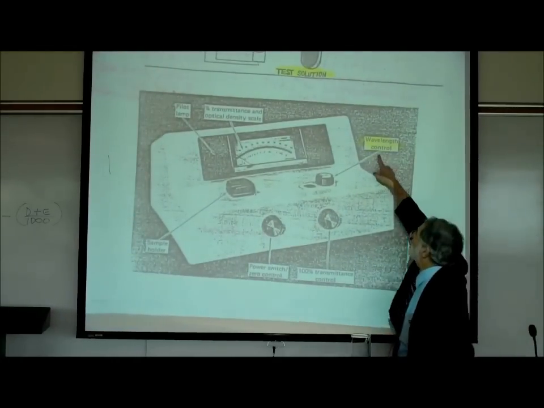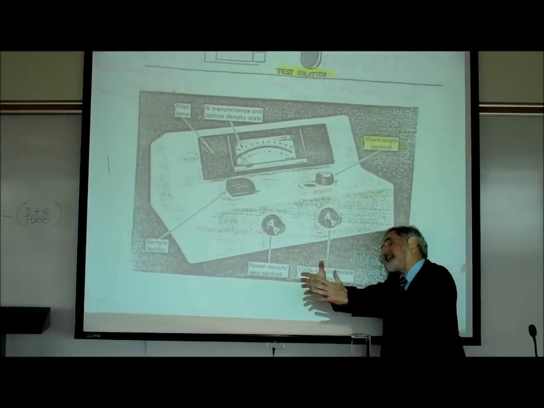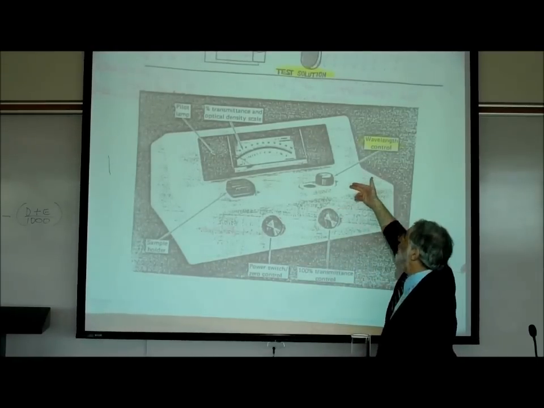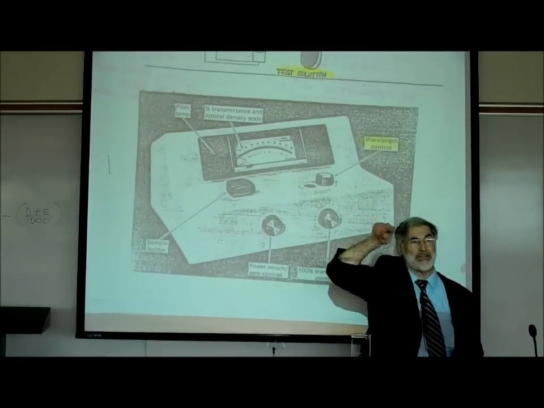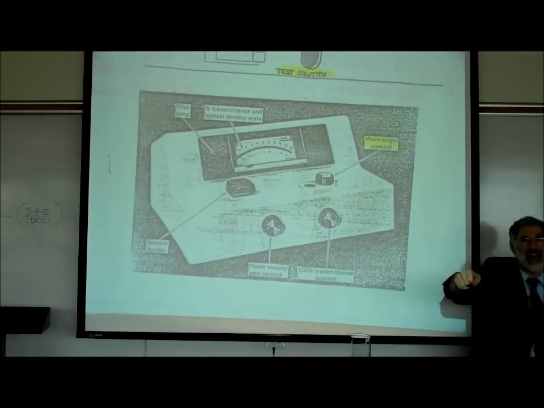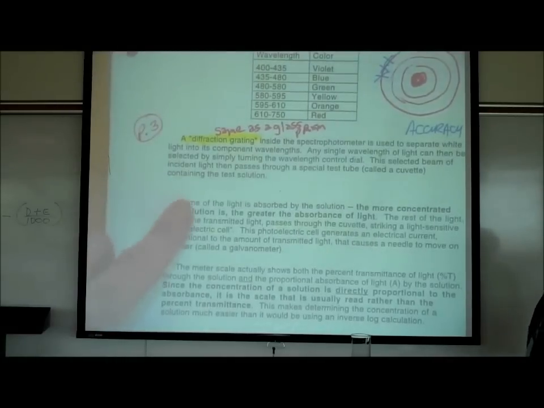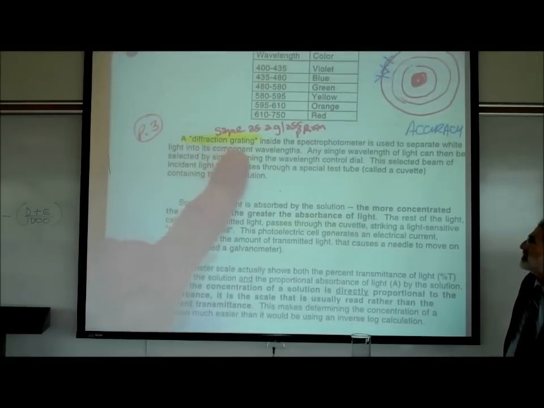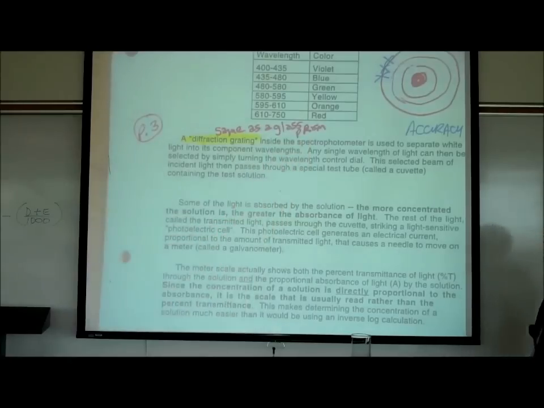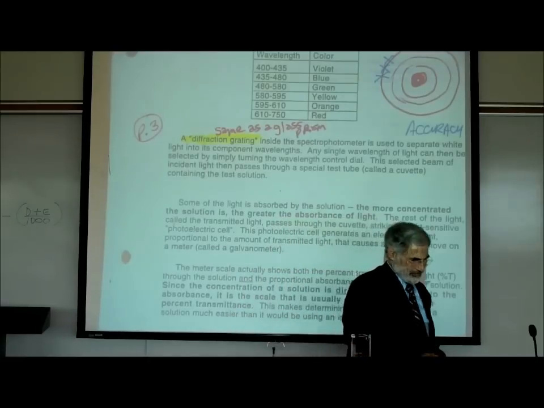So that explains why on this machine there's a wavelength control. When you turn the wavelength control, it's in fact aiming light of a single wavelength through that solution. And you can determine which wavelength or color of light it's aiming through that solution. So on page 3, a diffraction grating, which basically works the same as a glass prism, is used to aim light of a single wavelength through the solution.